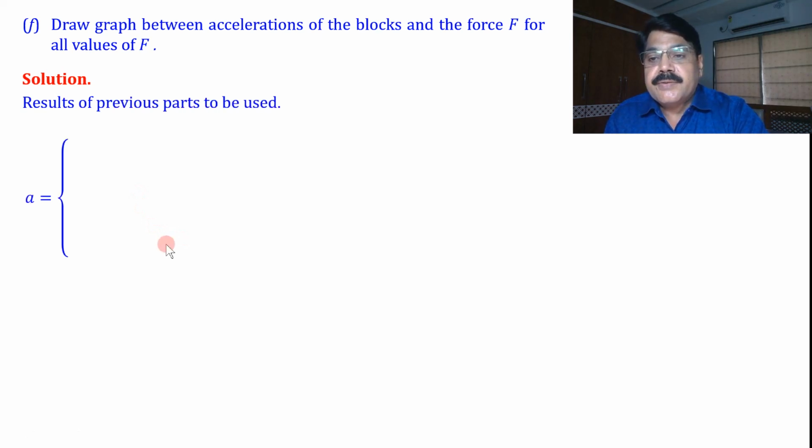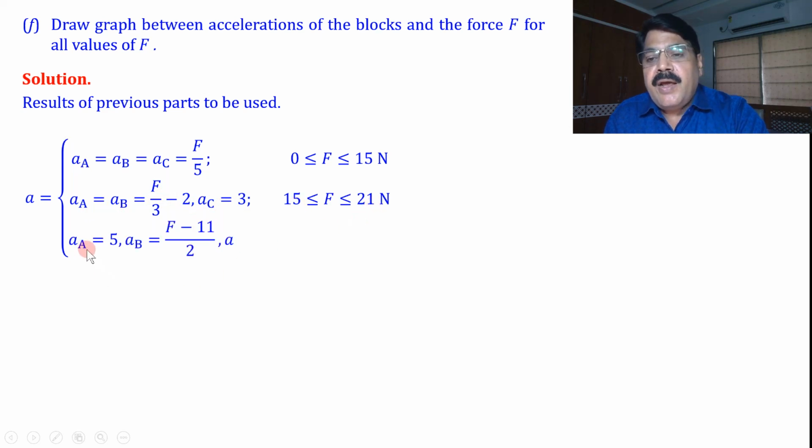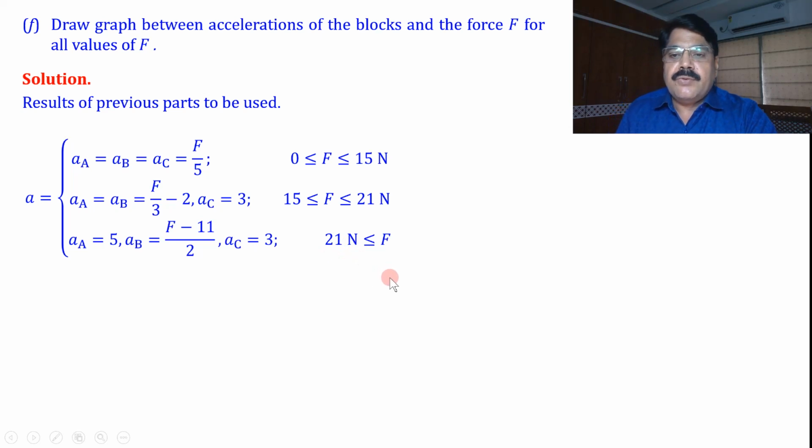What results? We can summarize the values of acceleration. A of A is equal to A of B is equal to A of C is equal to F by 5 till F is less than 15 Newton. And A of B is equal to A of A is equal to F by 3 minus 2, and A of C is equal to 3 till F is in between 15 and 21 Newton. And A of A is 5, A of B is F minus 11 by 2, and A of C is 3 when F is greater than 21 Newton. So all these things we can draw on a single graph.